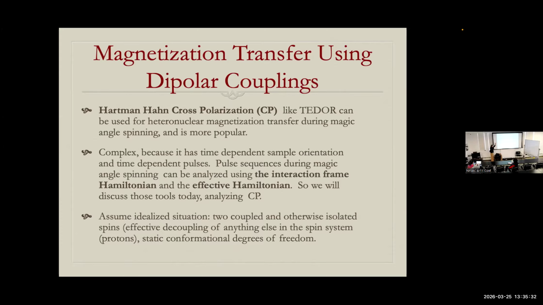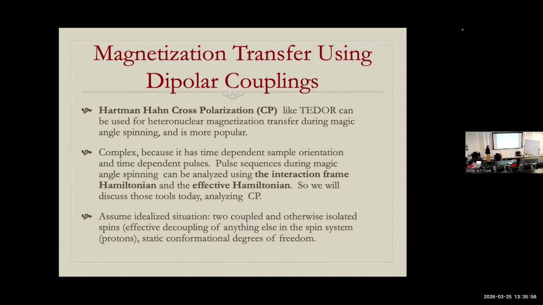It's complex for the simple reason that it has time dependence, sample orientation, and time dependent pulses. So pulse sequences during magic angle spinning can be analyzed best using an interaction frame, and a tool that we're going to talk a lot about today called the effective Hamiltonian. So that's what we're doing today.